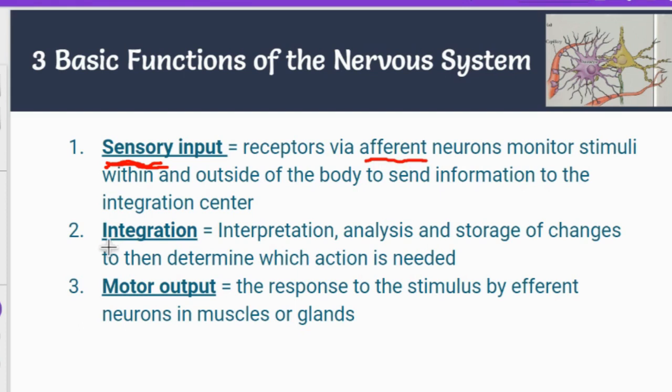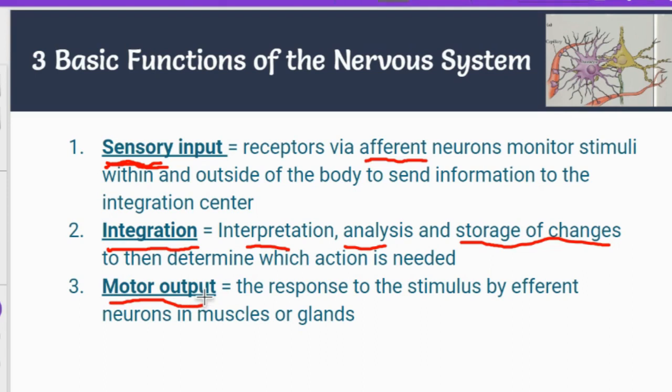And then it's going to reach the integration, also called the association area. And this is going to be the brain. It's going to interpret what's going on. It's going to analyze what's going on. It's going to store changes, so you'll be able to remember what's happening. So it stores memories, and then it determines what action is needed. And then when it determines what action is needed, then it's the motor output. So remember, there's input, output.